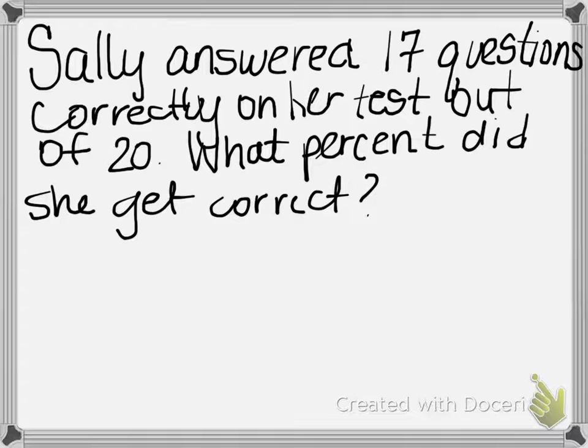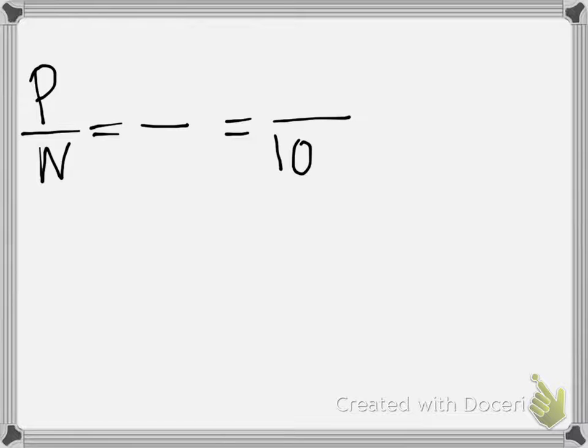Let's talk about Sally. Sally answered 17 questions correctly on her test out of 20. What percent did she get correct? So, knowing that Sally answered 17 questions correctly out of the 20, let's set up our proportion. Remember, we're going to use the part over whole. I'm going to abbreviate it to P over W. And then we're going to set up our 2 other ratios and start out our proportion. We're going to put the percent on top as X.